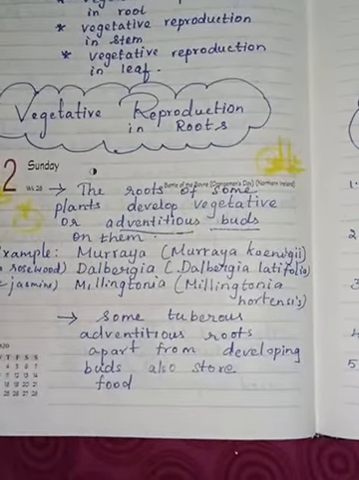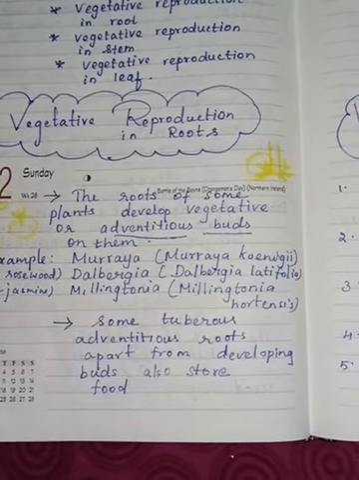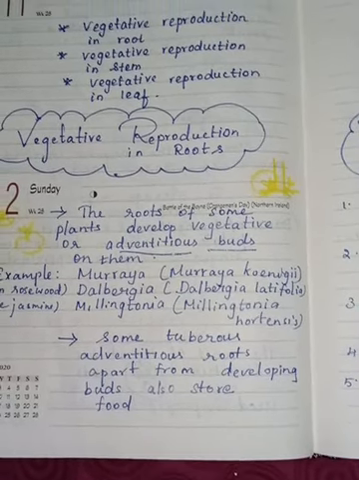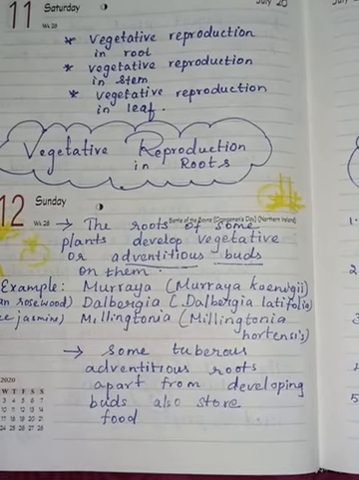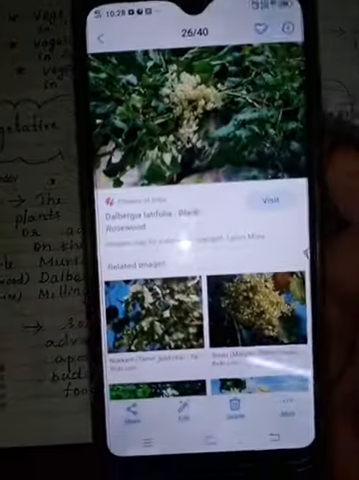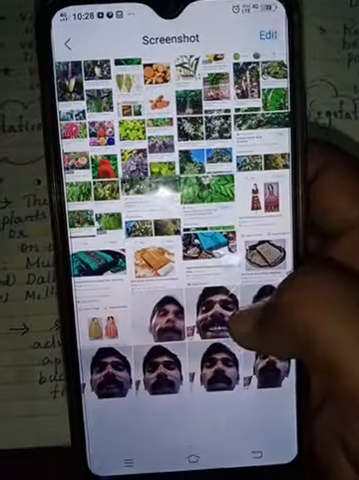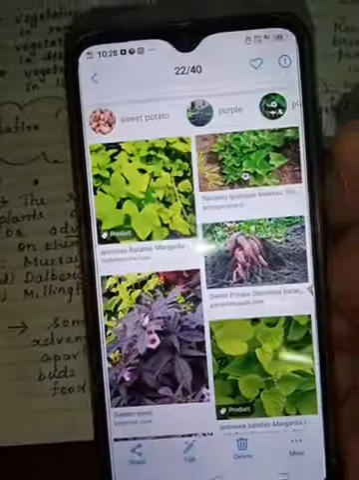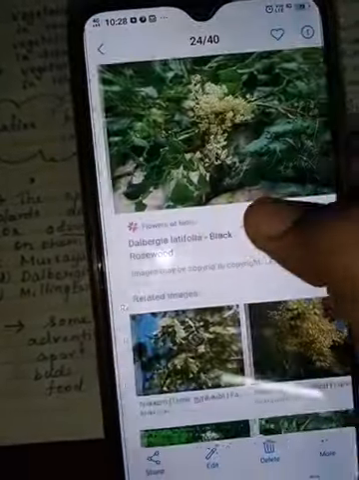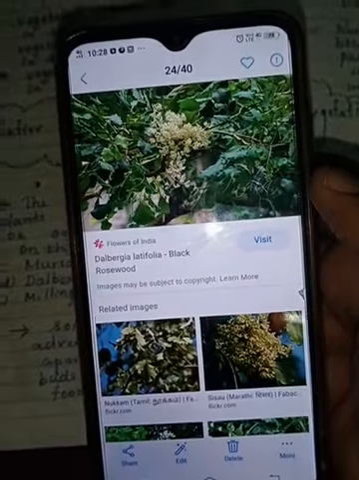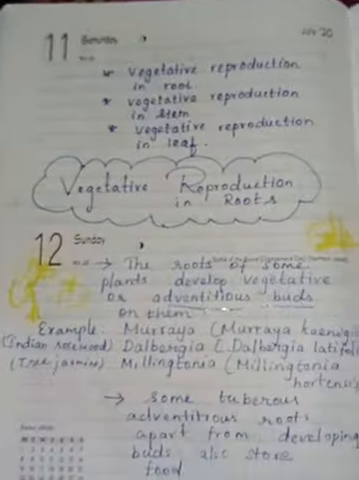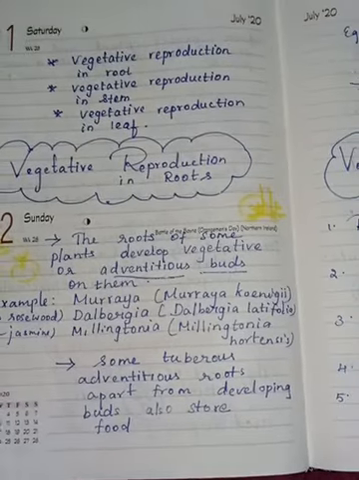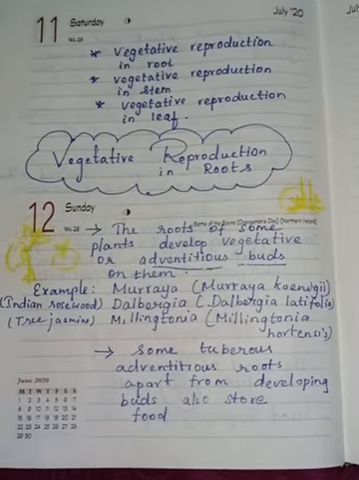So next one is Dalbergia. The botanical name of Dalbergia is Dalbergia latifolia. Okay, this is rosewood. The common name of Dalbergia is Indian rosewood.